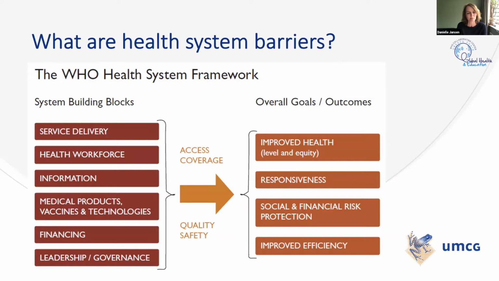And these building blocks improve access and coverage, quality and safety, and at the end lead to improved health outcomes. Strengthening the health system means improving these 6 health system building blocks and managing their interactions in ways that achieve more equitable and sustained improvements across health systems and health outcomes.